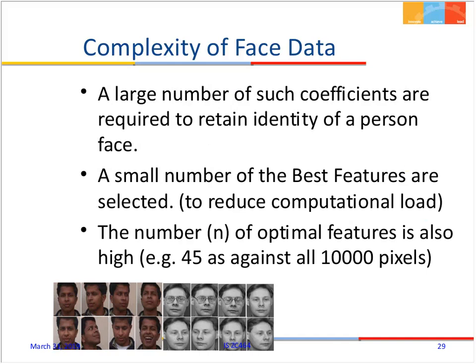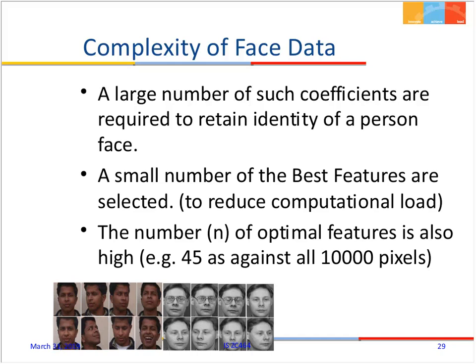A small number of best features are selected to reduce the computational load. The number of optimal features is also very high. We can take just 45 discrete cosine transform coefficients to represent the complete image. As I told you in one of the previous classes, the JPEG format used earlier the DCT, and a very small number of coefficients as against the total image size was used to transmit it from one computer to another over the network, and the compression rate was quite high, even as high as 97%.